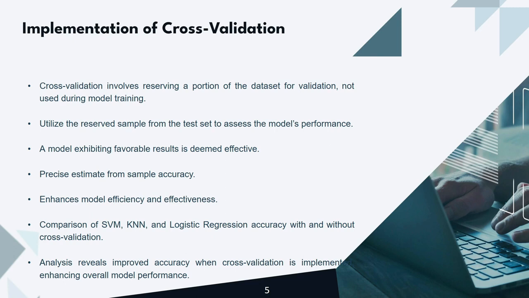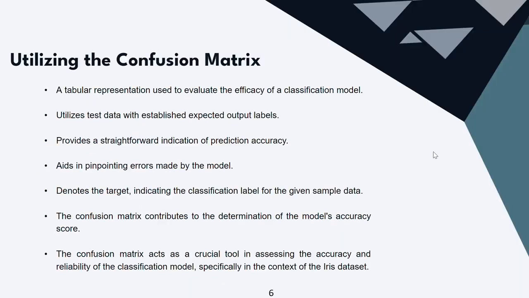We looked at the accuracy level of SVM, KNN and logistic regression classification methods applied to the iris dataset. We compared the accuracy results with and without the cross validation process. Our analysis showed that the accuracy of the model improves when cross validation is implemented, as opposed to the scenario where it is not used. Thank you.